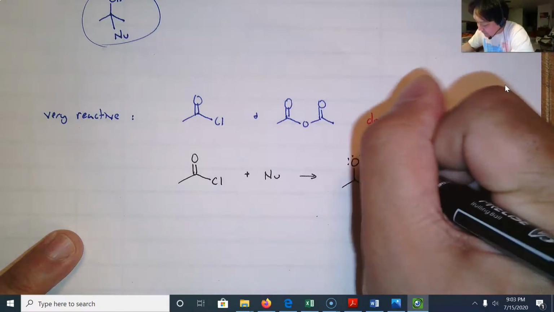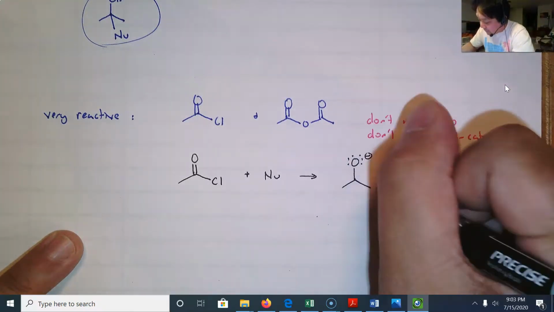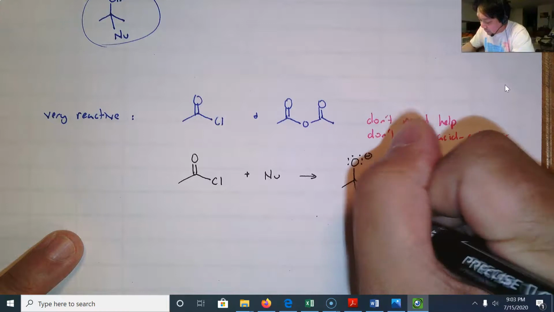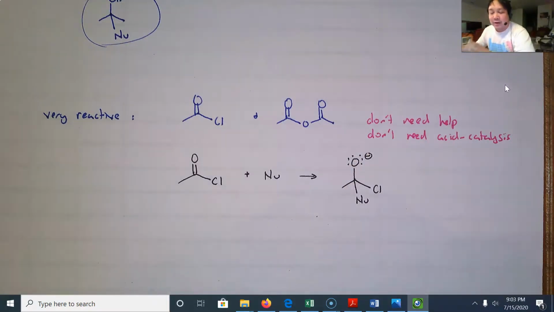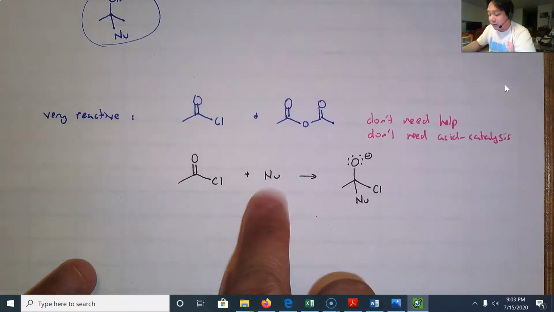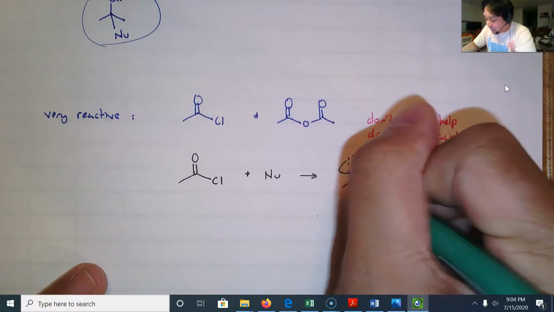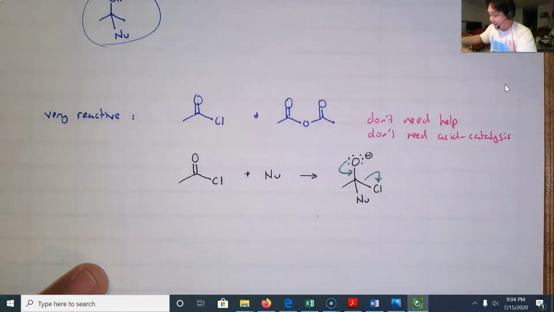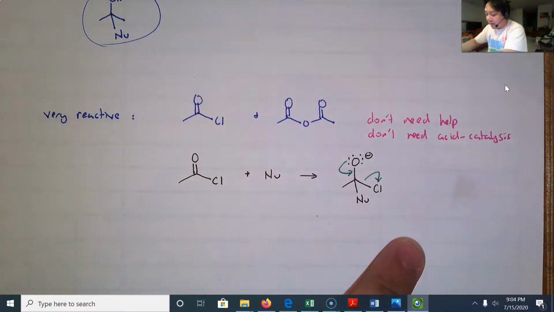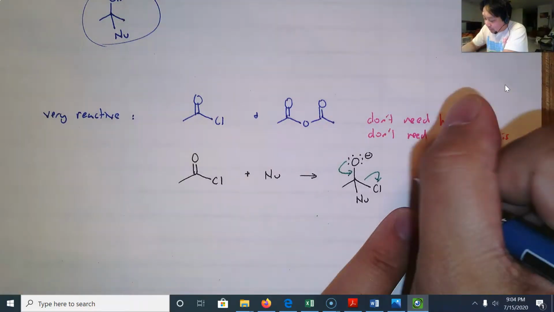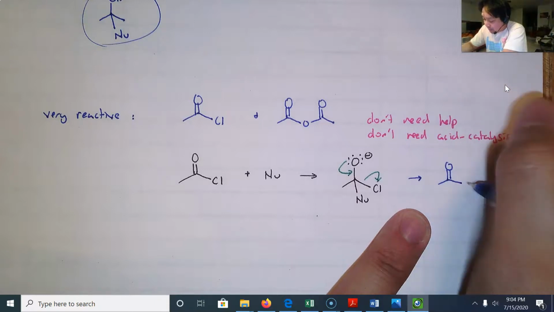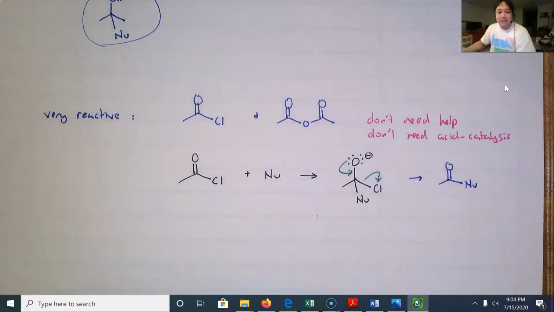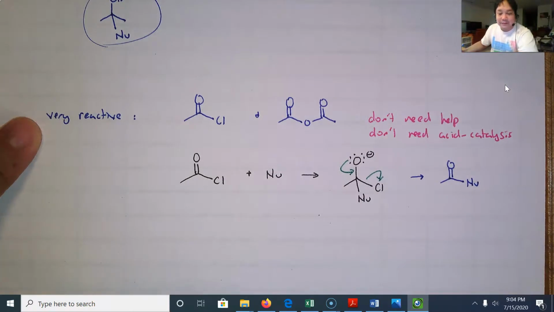I know I'm going a little bit fast. The good news is this is just a general introduction to the different reaction pathways. For each reaction where I need you to know the mechanism, we'll go through that step by step using actual nucleophiles. But the way you kick out the leaving group is like that. So ultimately, you get back the carbonyl group, now with the nucleophile attached. That's if you're very reactive.